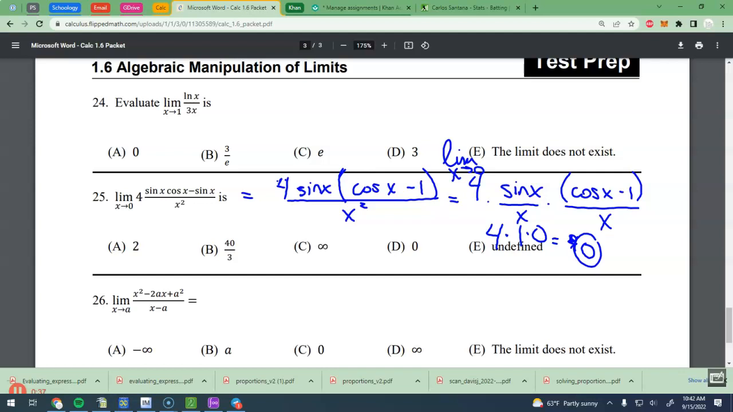No, because if I were to distribute it back, so let's say I distribute this. Sine times cos would be sine cos. And then sine times negative 1 would be sine of x. And that gets me back where I started. Anything else on 1-6?